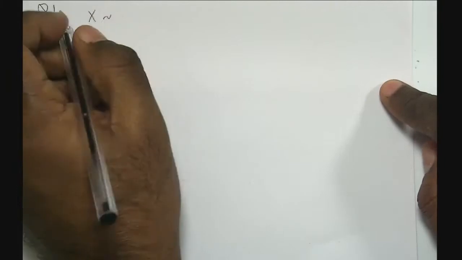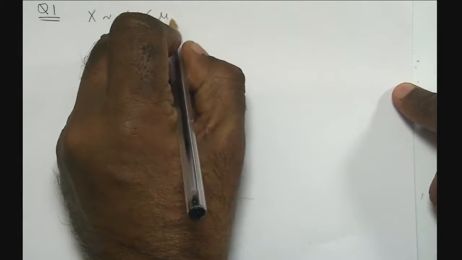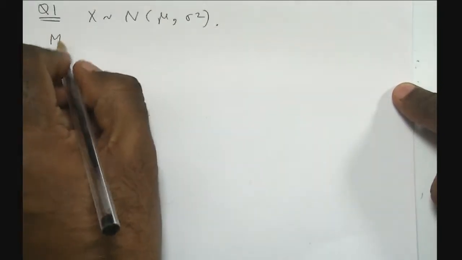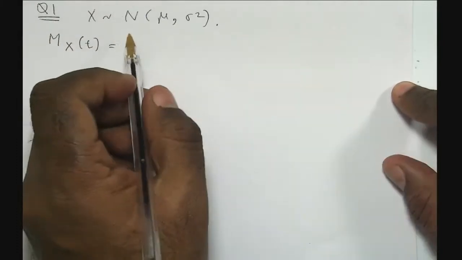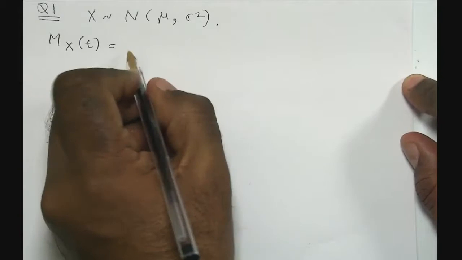Can you guys over here see that screen? You can? Sure. Let me show you. If you haven't done question 1, I know many of you have already done question 1, but let me show you how to do question 1 if you haven't done it. So you have a normal variable with mean mu and variance sigma squared. You want to find the MGF.